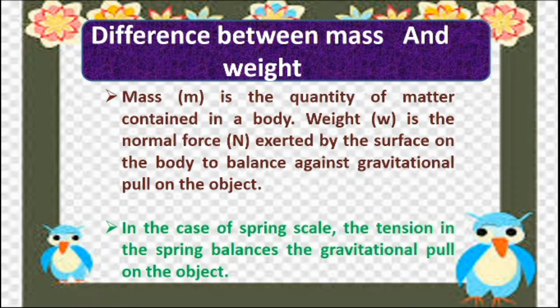Next we study the difference between mass and weight. Mass, which we simply write as small m, is the quantity of matter contained in a body. Weight is the normal force N exerted by the surface on the body to balance against the gravitational pull on the object. In the case of a spring scale, the tension in the spring balances the gravitational pull on the object.